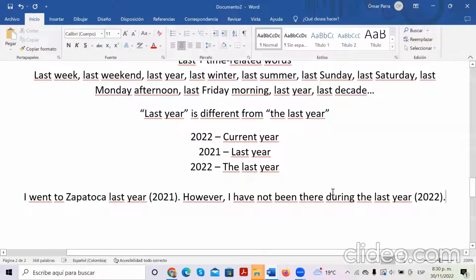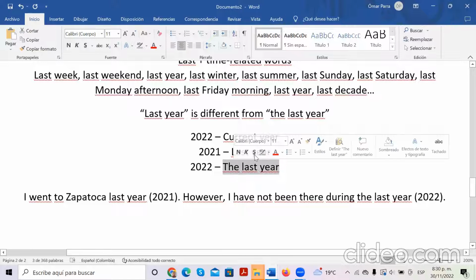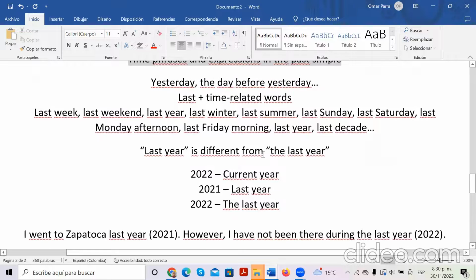O el último año. El último año y el año pasado son dos cosas diferentes. El último año y el año en curso son básicamente lo mismo, pero el último año y el año pasado son cosas distintas, ¿ok? Entonces, last year, año pasado. The last year, el año en curso o durante el último año. Lo mismo ocurre con last month, last weekend, last year, last decade, and so on.